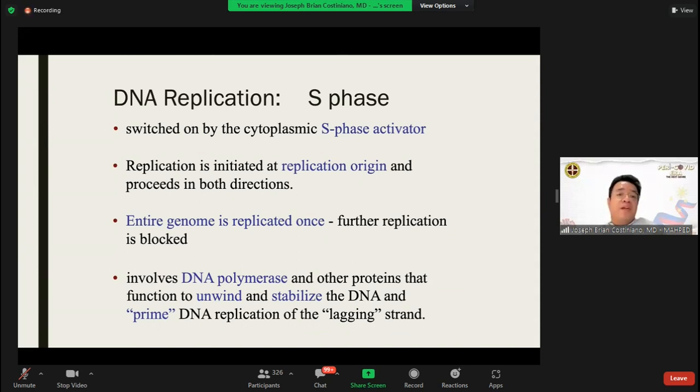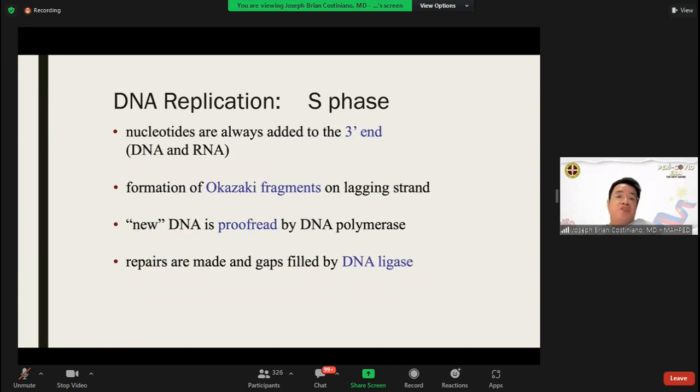Okay? PMAT. So in the DNA replication or in your S phase, it is switched on, no, by your S phase activator. And then the replication is again initiated at the replication origin and proceeds in both directions, and the entire genome, no, is replicated once. It usually involves again your DNA polymerase, which will unbind, stabilize the DNA and replicate it along the lagging strand. Okay? And then, therefore, it forms your Okazaki fragments. When you say Okazaki fragments, it is on the lagging strand.